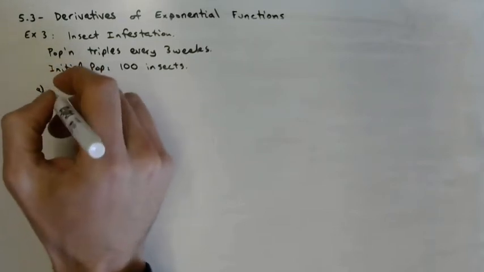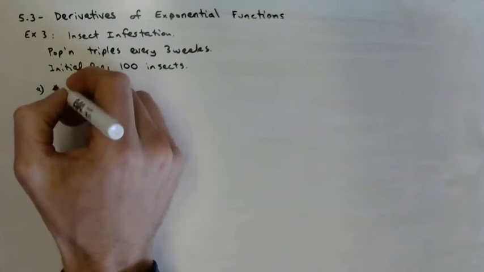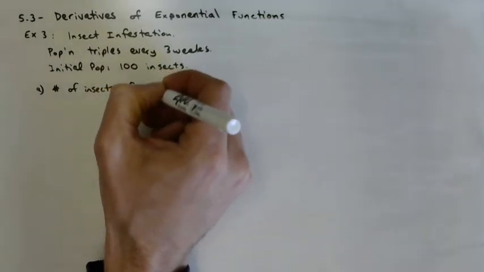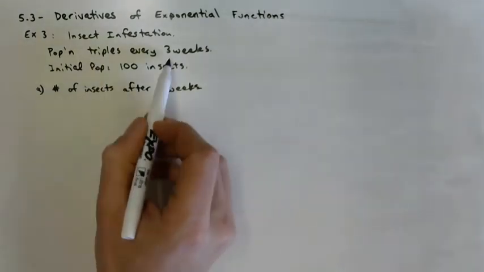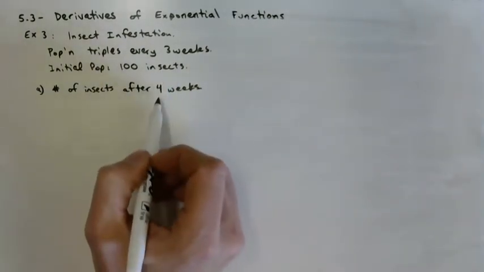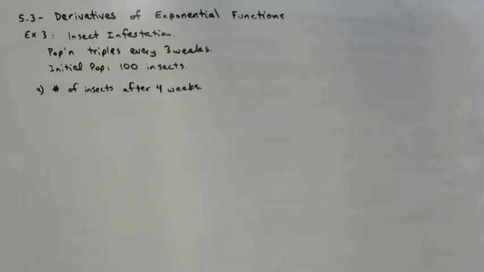Our first question is to determine the number of insects, or population, present after 4 weeks. So we can see that it's going to triple every 3 weeks, and we're looking for after 4 weeks, so it's going to more than triple. It's going to triple and a bit. So let's find it out.